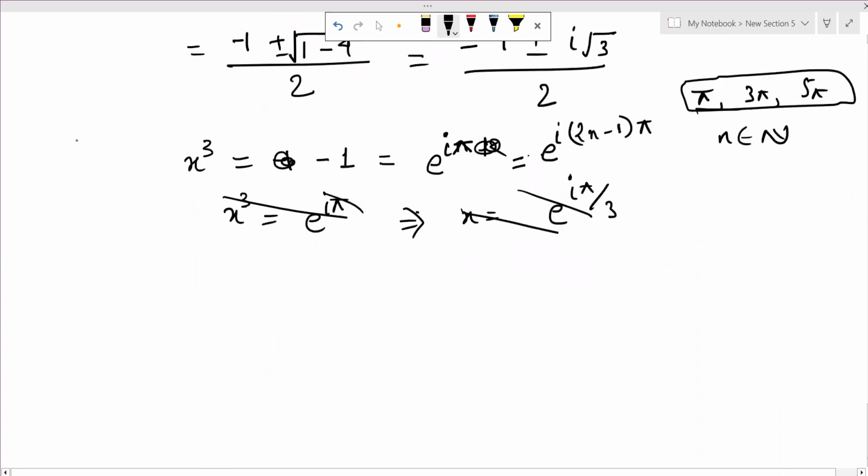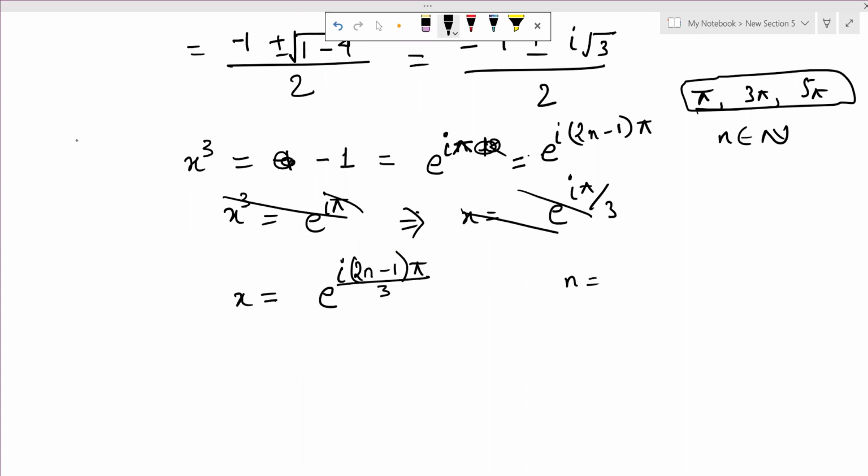So what is this? x is equal to e to the power iota (2n minus 1) pi by 3. Now see, n is equal to 0, 1, 2. If you put n equal to 3, then what is this? For n equal to 3, 2 times 3 is 6, 6 minus 1 is 5, so e to the power 5 iota pi by 3. You can check that this is the same as the value you get when you put n equal to 0. Okay, let me check these things.